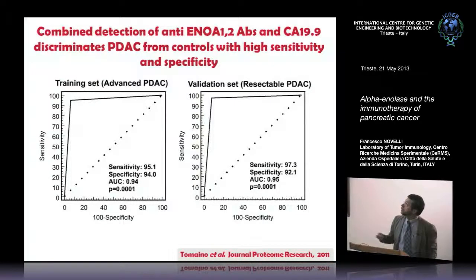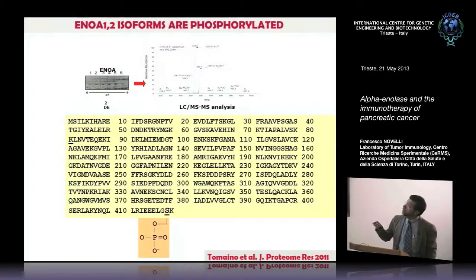Chemotherapy. So further mass spectrometry analysis that we did in collaboration with Liotta and Petricoin in the laboratory at Mason University, we analyzed each of these isoforms, and we found that in isoforms 1 and 2, there was a clear phosphorylation isoform of alpha-enolase, which was not present in the other isoform.